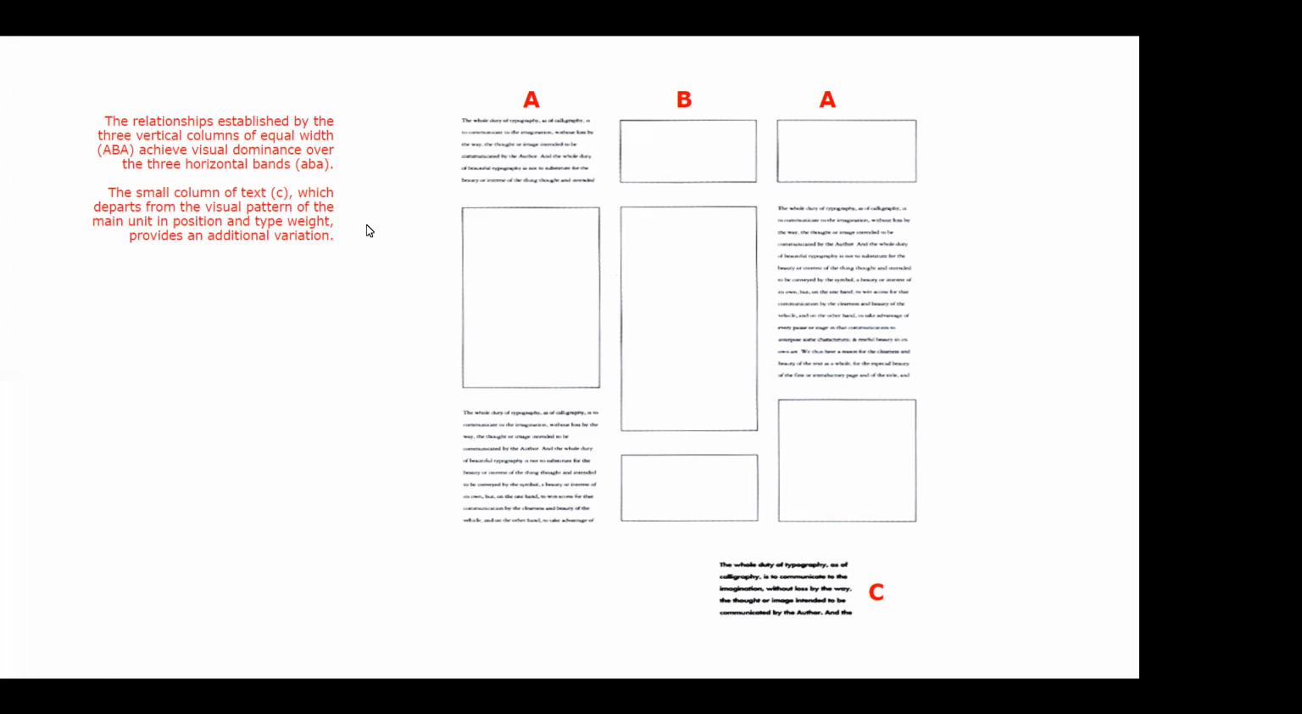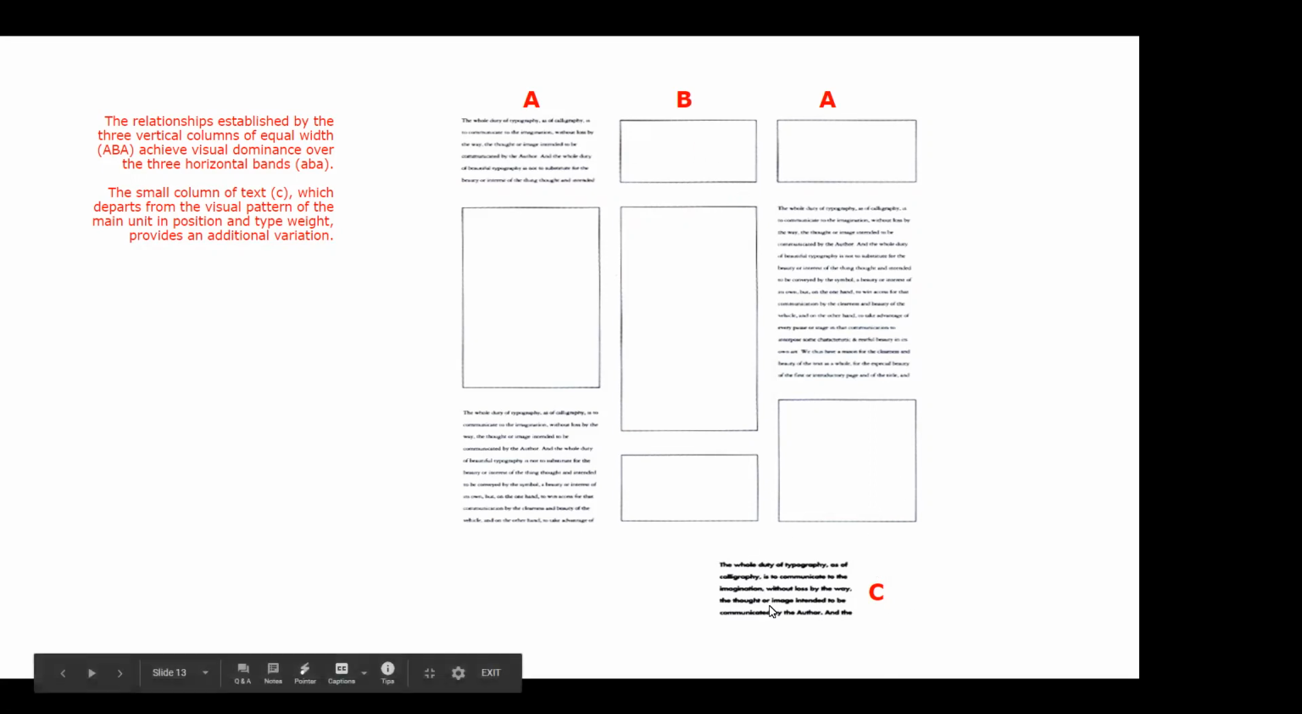So the relationship established by the three vertical columns of equal width, ABA, achieves visual dominance over the three horizontal bands, ABA. The smaller column of text C, which departs from the visual pattern of the main unit in position and type weight, provides additional variation. So that is ABA, while there's a C, and the C creates a kind of visual contrast within this communication piece.